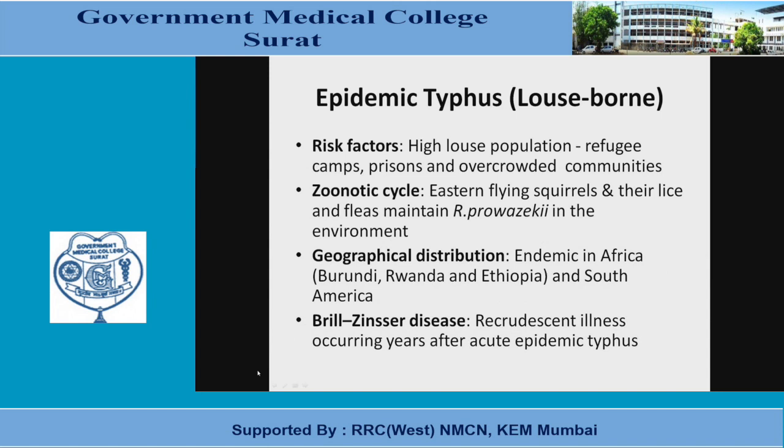In the zoonotic cycle, eastern flying squirrels and their lice and fleas maintain Rickettsia prowazekii in the environment. Geographical distribution is generally seen in Africa and South America. Brill-Zinsser disease is a recrudescent illness occurring years after acute epidemic typhus. That is called Brill-Zinsser disease.